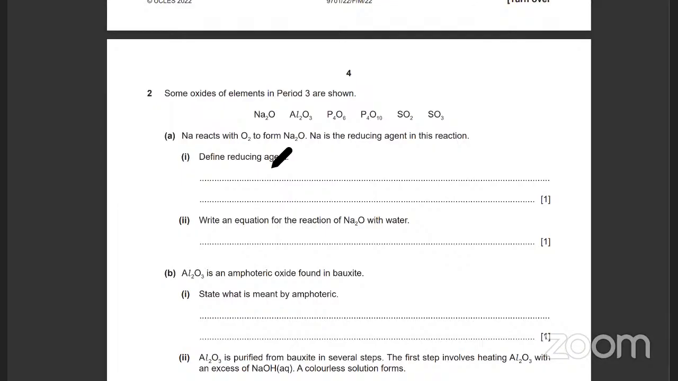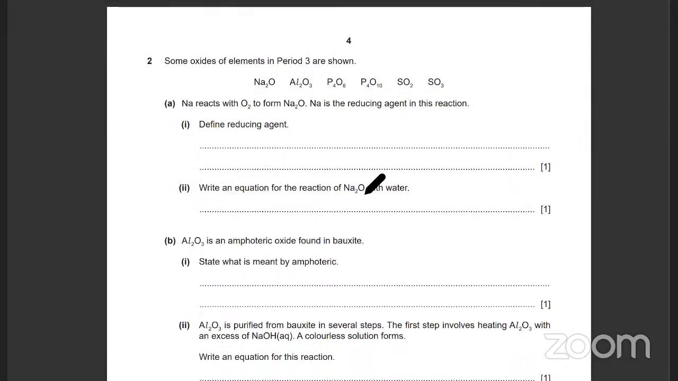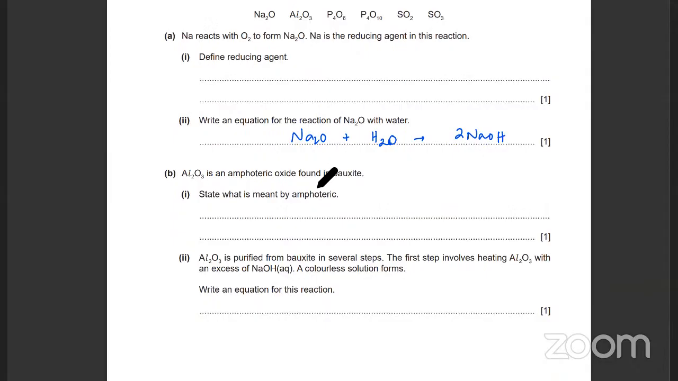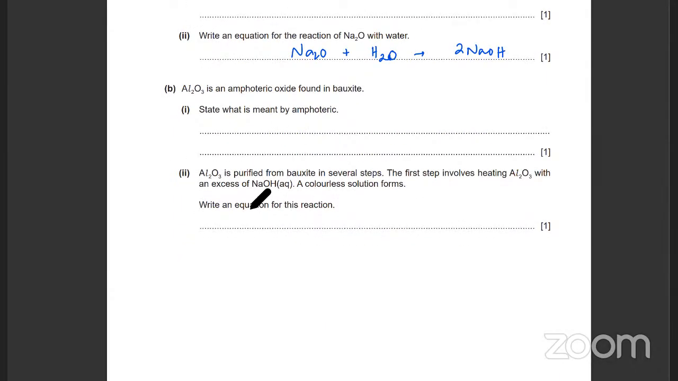Define what a reducing agent is. What does a reducing agent do? It gets oxidized. It loses electrons and reduces the other substance. Write an equation for Na2O with water, which is very soluble. What happens when Na2O reacts with water? NaOH is formed. That's about it. What is meant by the term amphoteric? That's something that reacts with both acids and bases. Write an equation of Al2O3 with NaOH. It's the same reaction. What is produced?